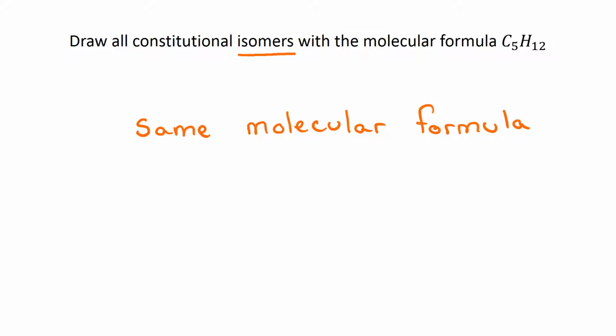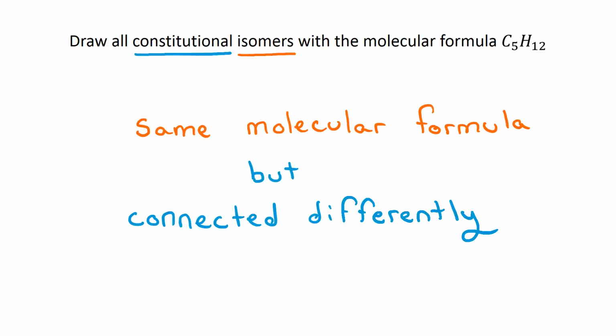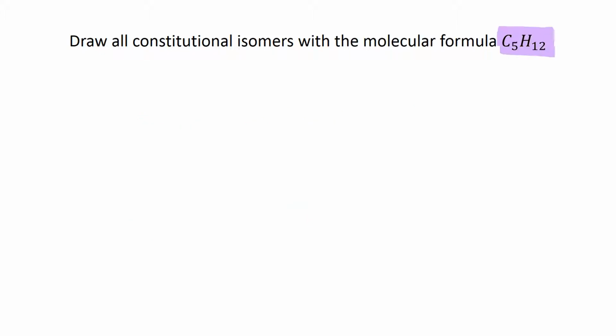So what are constitutional isomers? Well, isomers are things that have the same molecular formula. Constitutional isomers are things that have the same molecular formula but are connected differently. So there are going to be all things that have C5H12, but these atoms are going to be put together in a different way. Carbon is going to be the main atom here, the backbone, and the hydrogens are just going to bristle off of it like hairs.